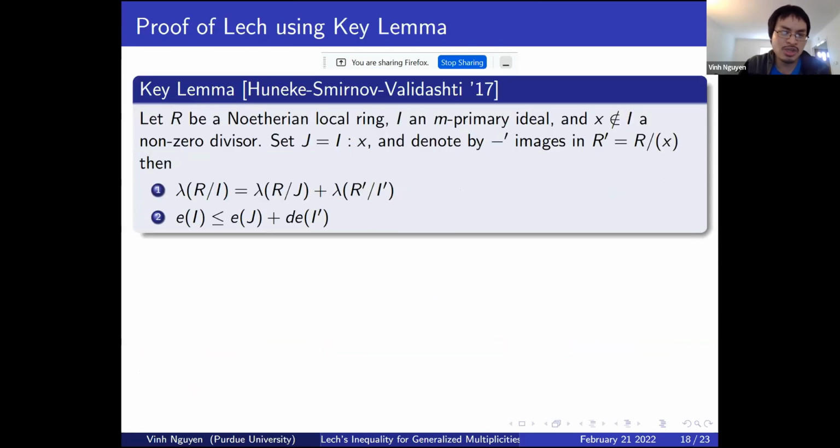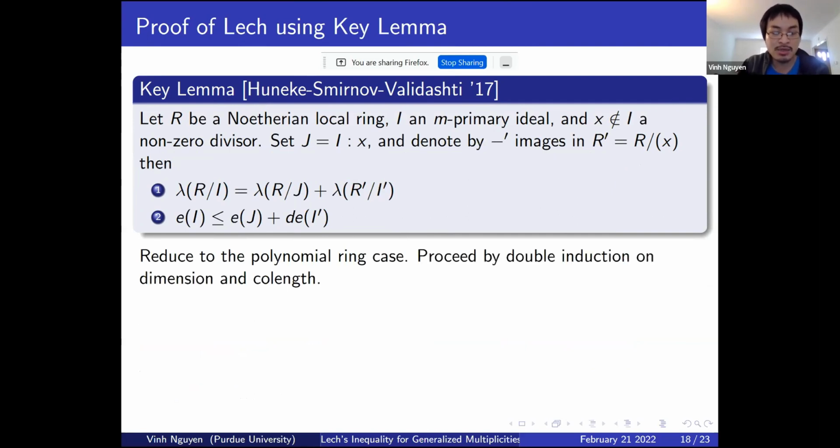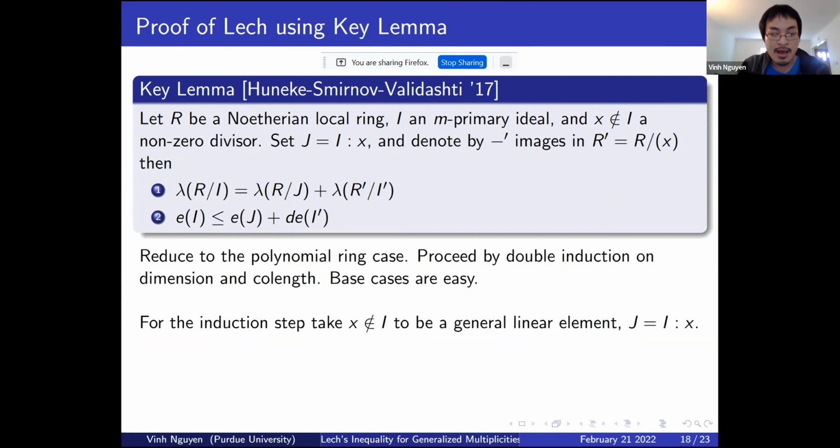Okay, so just to show the power of this lemma, here's a proof of Lech's original inequality using the lemma. Again, we're going to just reduce to the polynomial ring case. So we're going to do double induction on dimension and colength. The base cases are easy. For the induction step, we're going to take an element outside of I to be a general linear element, and then form this colon ideal as in the lemma.